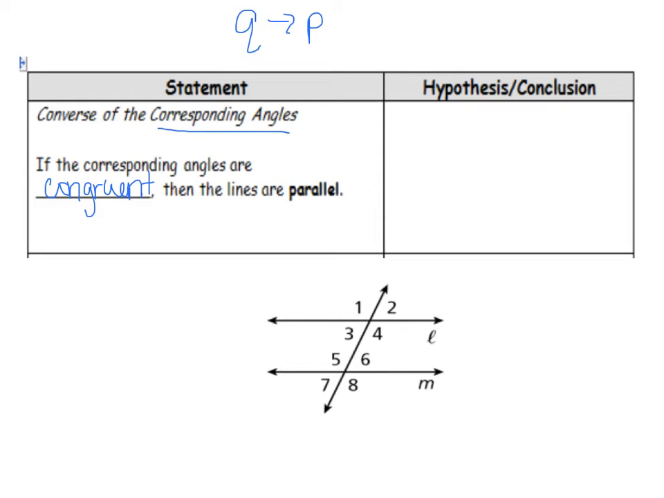And remember, corresponding angles, you have 1 and 5, you have 2 and 6, 4 and 8, and 3 and 7. So the hypothesis is, if angle 1 is congruent to angle 5, then L is parallel to M.